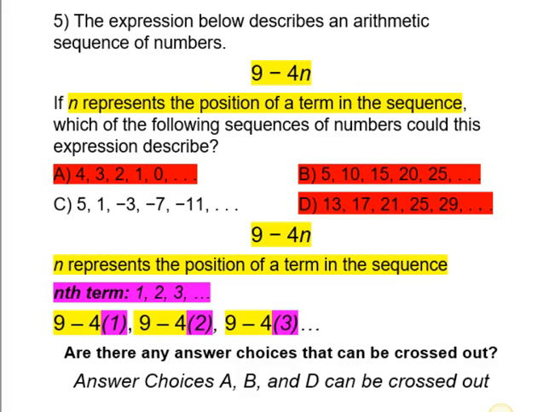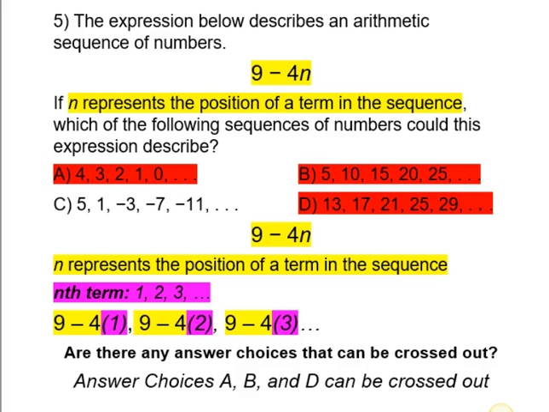If you said A, B, and D, you are correct. So let's take a look. For the expression 9 minus 4n, when we substitute in for the nth term 1, that's 9 minus 4 times 1. 4 times 1 is 4. 9 minus 4 is equal to 5. So with that being the first answer, we know that we can cross out A and D because they do not start with 5.